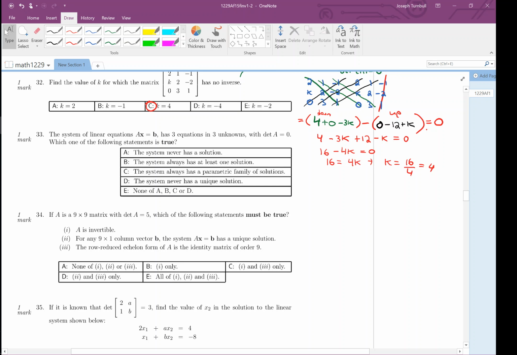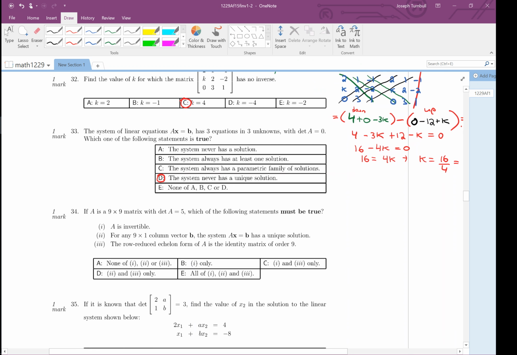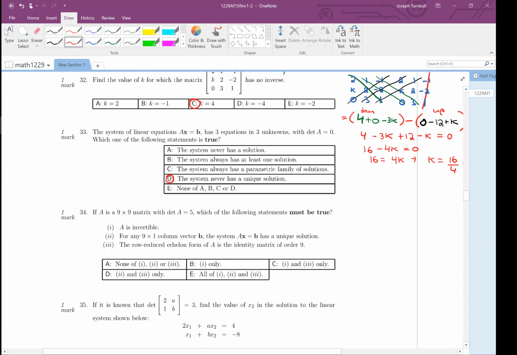And the answer here is D. I'll tell you why. If the determinant of A equals 0, then A inverse does not exist. So we cannot write our solution x equals A inverse times b.